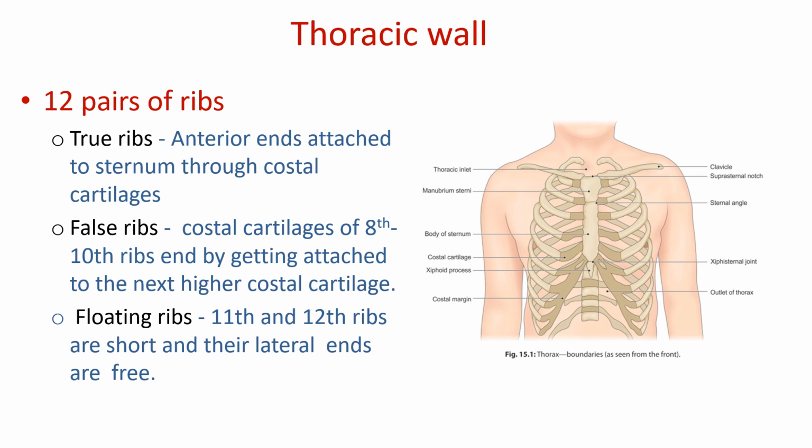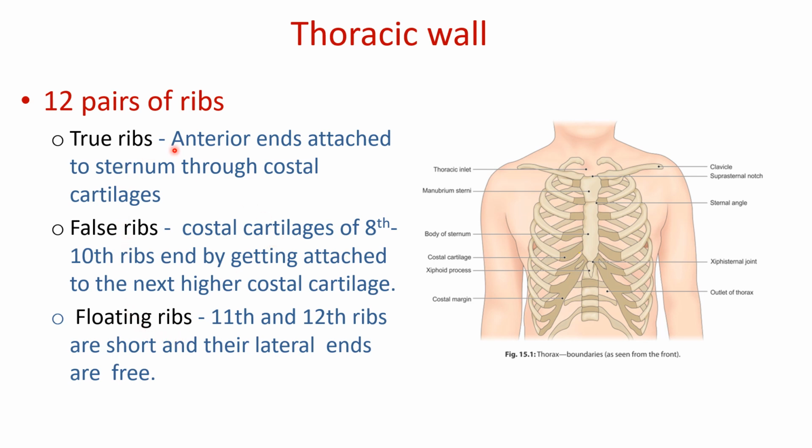Now let us see the thoracic wall. So there are 12 pairs of ribs. The osseous part of the thoracic wall is contributed by these 12 pairs of ribs. The ribs are of three types: true ribs, false ribs and floating ribs.